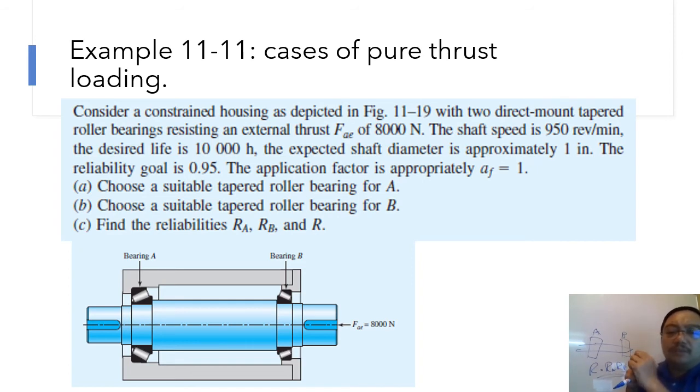Okay, consider a constrained housing depicted in figure 11.19 with two direct mount roller bearings resisting an external thrust of 1000 Newton, shaft speed 950 revolutions per minute. Choose a suitable tapered roller bearing for A, choose a suitable tapered roller bearing for B, and find the reliabilities RA and RB. So you can see here one has more load, one has lower load. What will happen? What do you choose for the bearing?